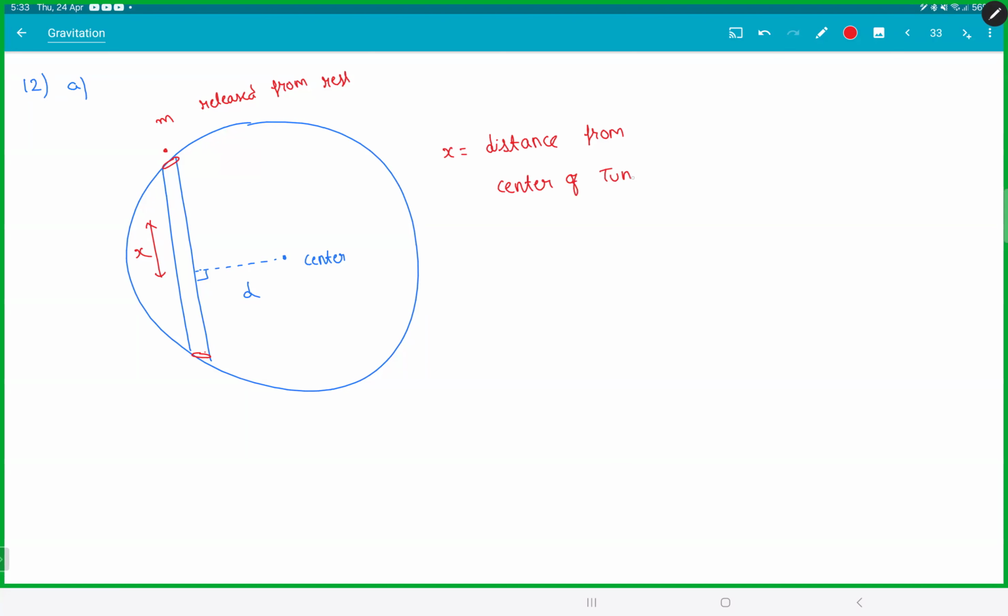So till now we are taking the tunnels through the center, but this is not through the center. The mass m is released into the tunnel. So as this is falling, the first question: if this point is A and this is point B, find the time taken to go from A to B.